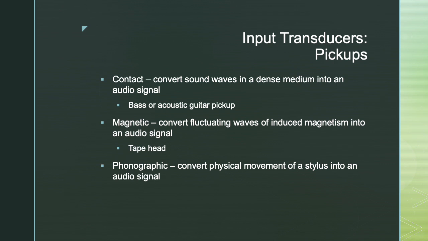There are several different types of pickups. Contact pickups convert sound waves in a dense medium into an audio signal, such as a bass or acoustic guitar pickup. Magnetic pickups convert fluctuating waves of induced magnetism into an audio signal. An example would be a tape head on a tape recorder. A phonographic pickup converts physical movement of a stylus into an audio signal.